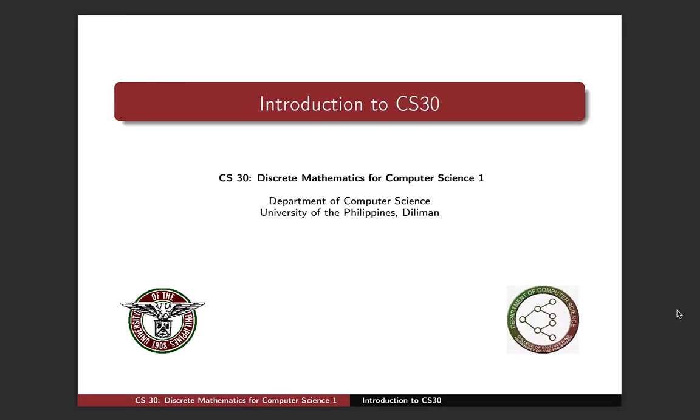CS30 is one of two subjects you will take to learn about discrete mathematics. As given here, CS30 is Discrete Mathematics for Computer Science 1. The other subject is CS31, which is Discrete Mathematics for Computer Science 2, and is the next subject you will take after CS30.